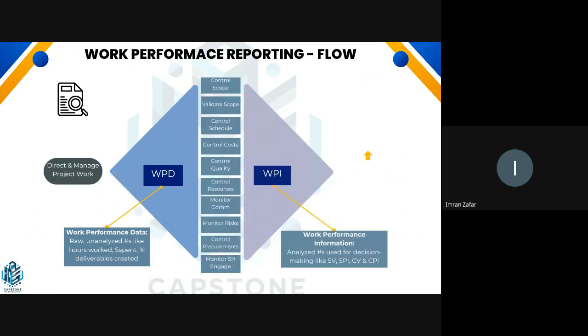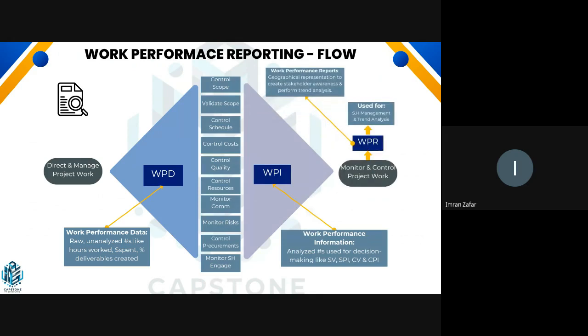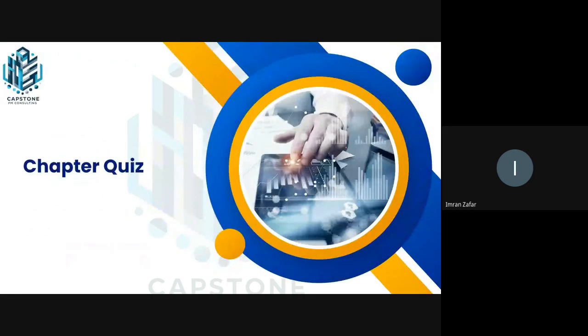So this is just an illustration of what we discussed, that work performance data comes from direct and managed project work. And as we are in the monitoring and controlling phase, from there we are having our work performance information, and when we convert that into something in a short form for our stakeholder reporting, that becomes our work performance report. So this was all about the fundamentals part.